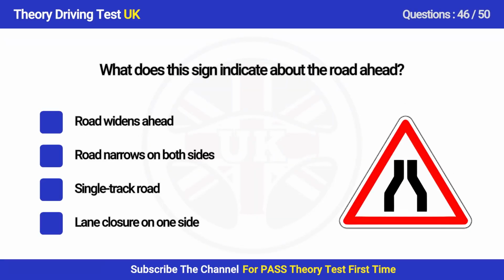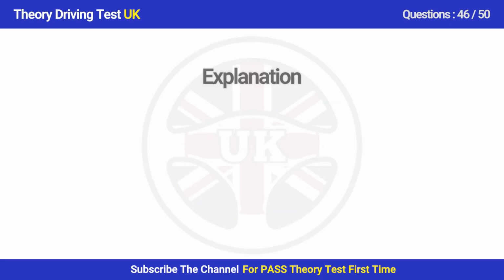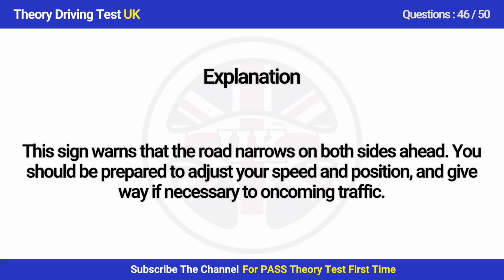Question 46. What does this sign indicate about the road ahead? A. Road widens ahead. B. Road narrows on both sides. C. Road closed. D. Lane closure on one side. Answer is B. Road narrows on both sides. This sign warns that the road narrows on both sides ahead. You should be prepared to adjust your speed and position and give way if necessary to oncoming traffic.